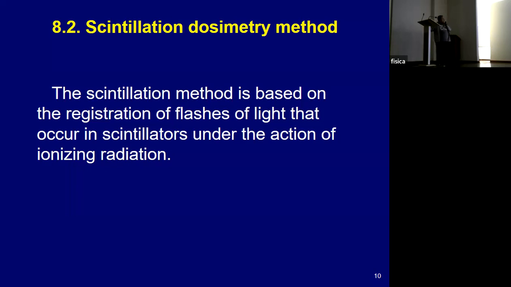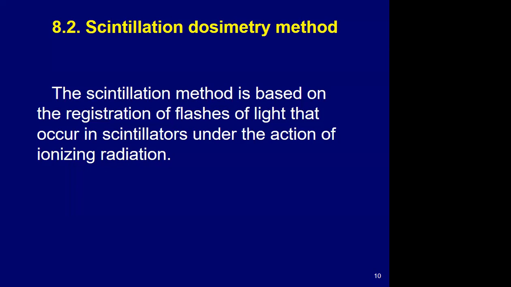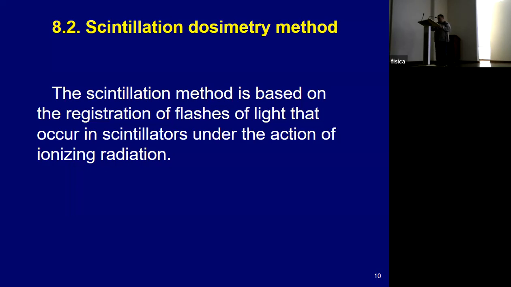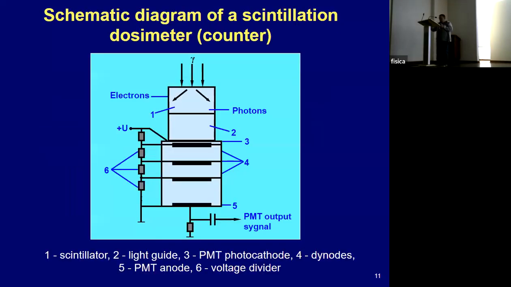In general, the scintillation method is based on the registration of flashes of light in scintillators under the action of ionizing radiation. A scintillation dosimeter or counter consists of a detector that emits photons of visible light under the action of radiation, a photoelectric multiplier that converts the light signals into electric ones, electronic recording devices, etc. The schematic diagram of the scintillation dosimeter is shown in this slide.